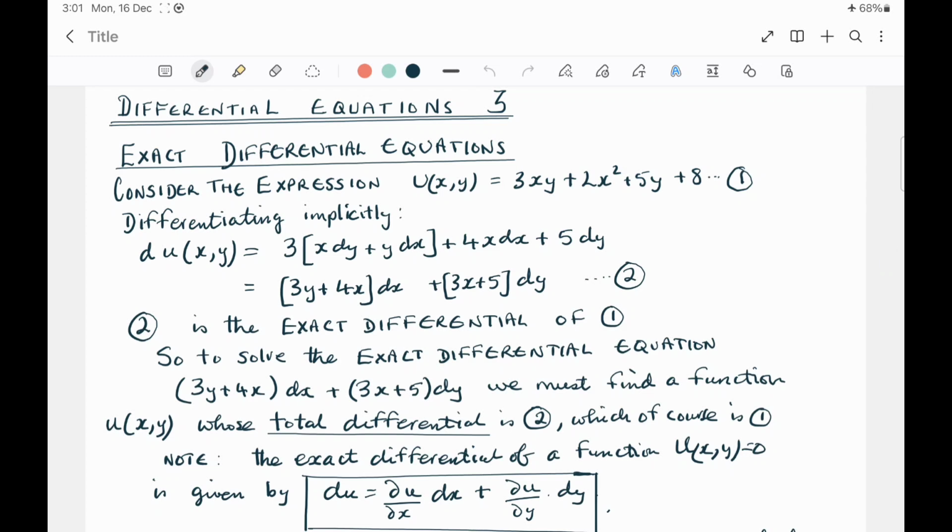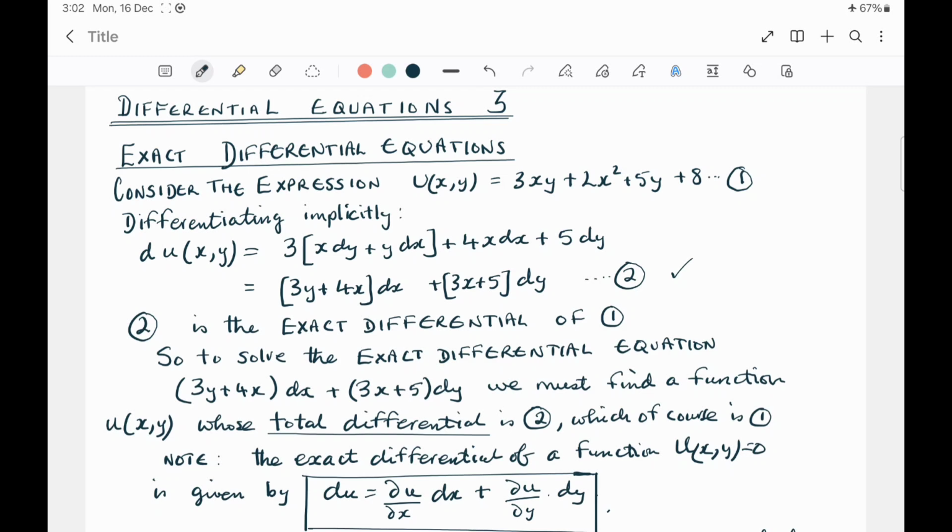what you get is the total differential of u(x,y). Doing this term by term: 3(x dy + y dx) + 4x dx + 5 dy. Rearranging to collect the dx's together and the dy's together, we get this expression here: (3y + 4x) dx = (3x + 5y) dy. Expression 2 is called the exact differential of expression 1.